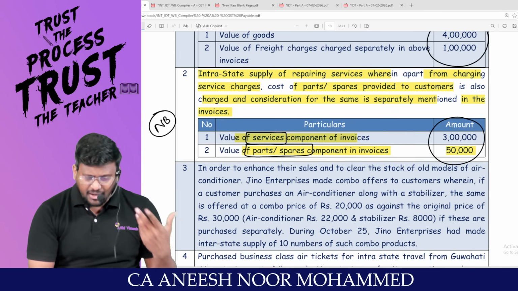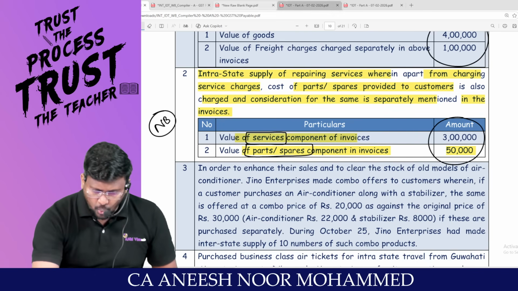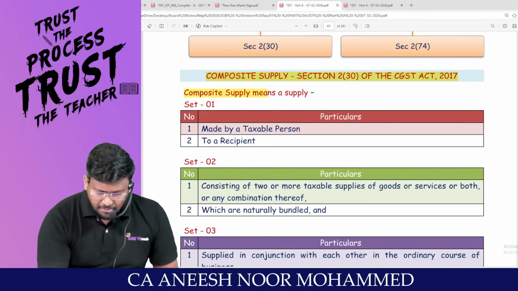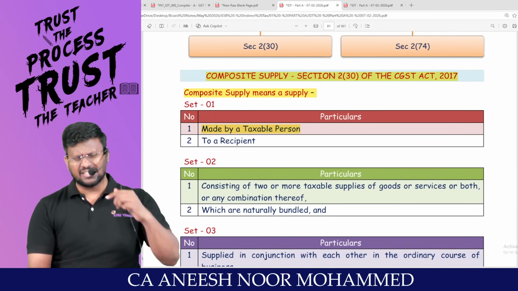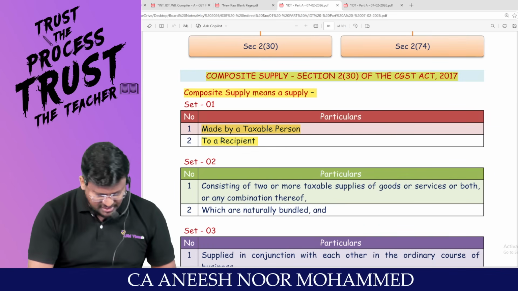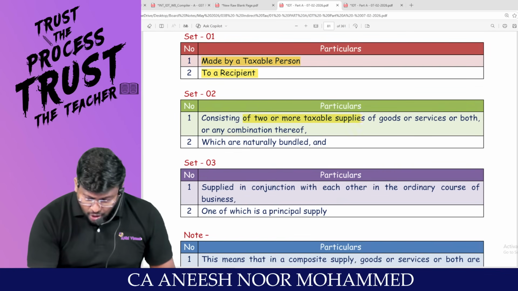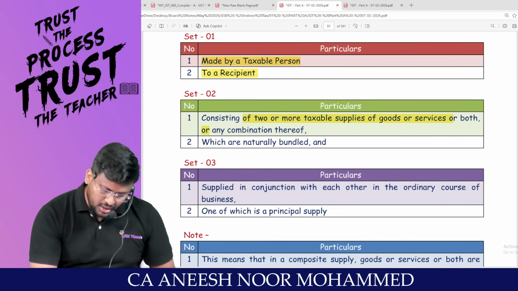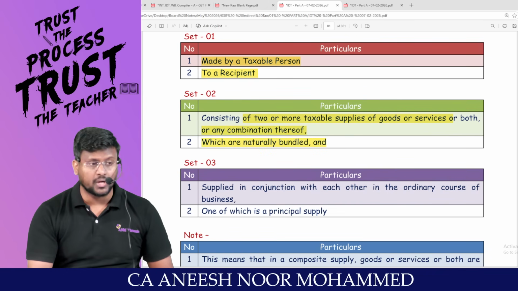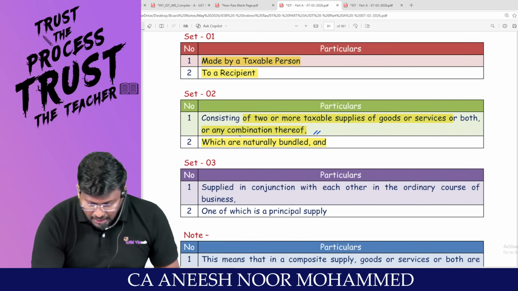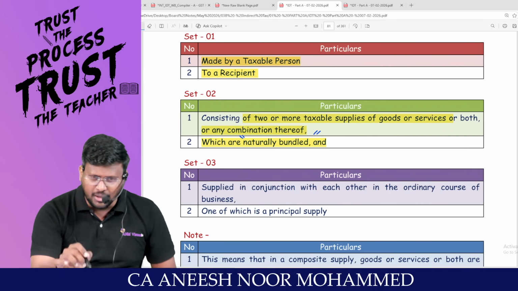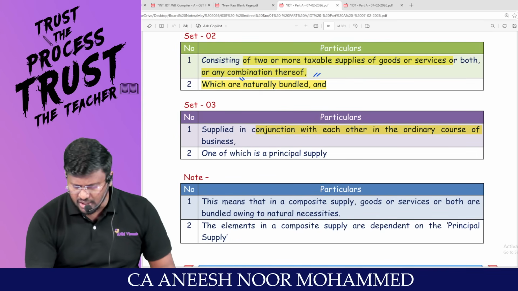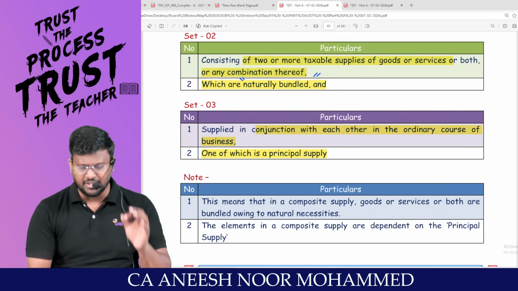So what is that naturally bundled theory? Composite supply means a supply made by a taxable person, yes, this person is a taxable person, to a recipient, yes, there is a recipient, consisting of two or more taxable supplies of goods or services or both, or any combination thereof, which are naturally bundled. This naturally bundled is what determines whether the supply is a composite supply or not, supplied in conjunction with each other in the ordinary course of business, one of which is a principal supply.